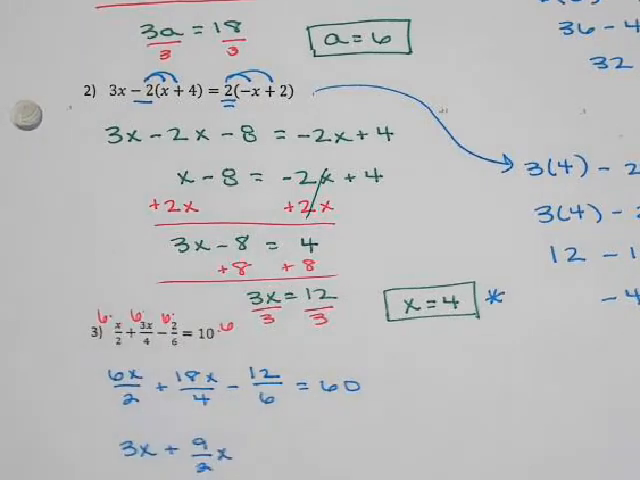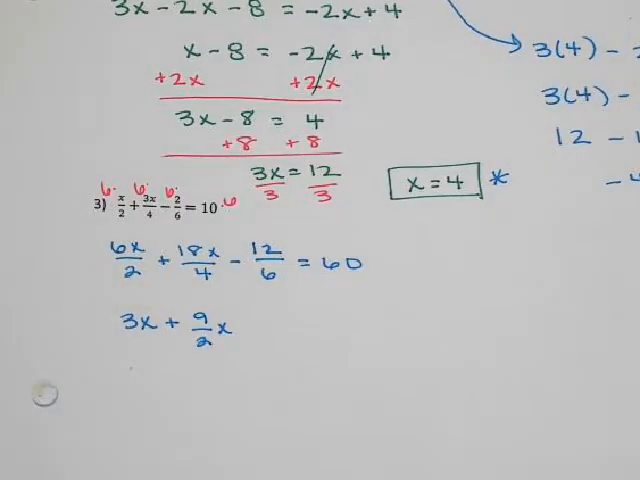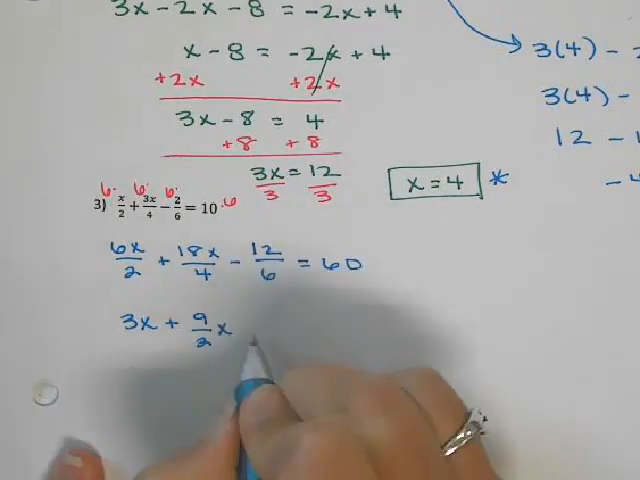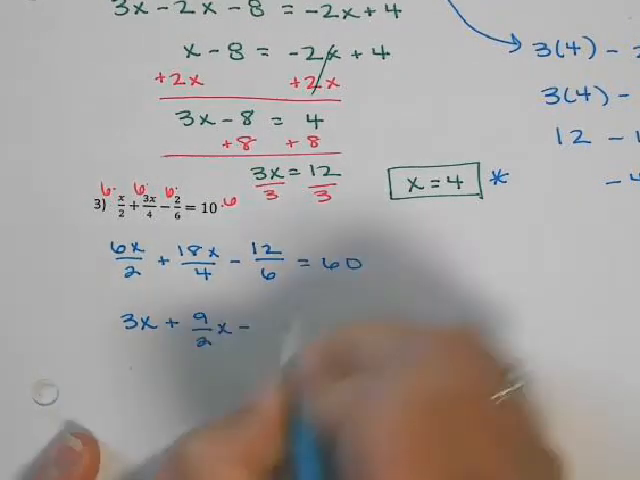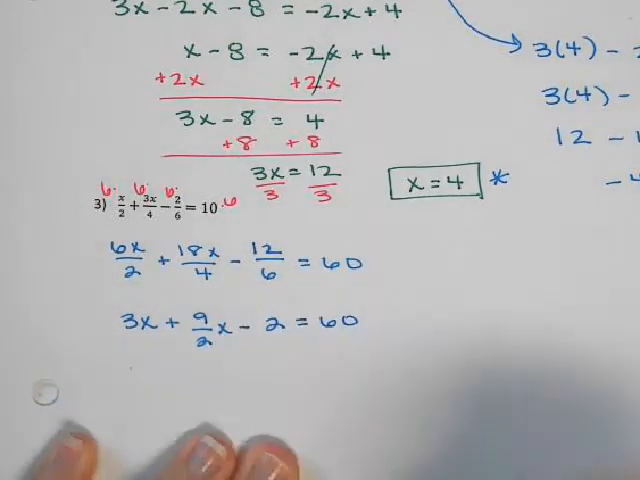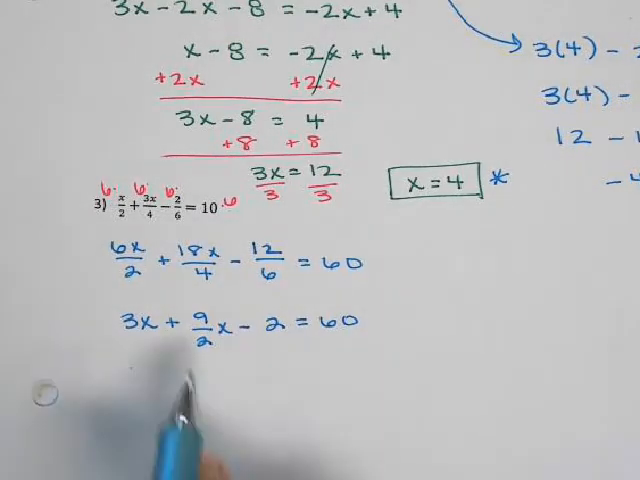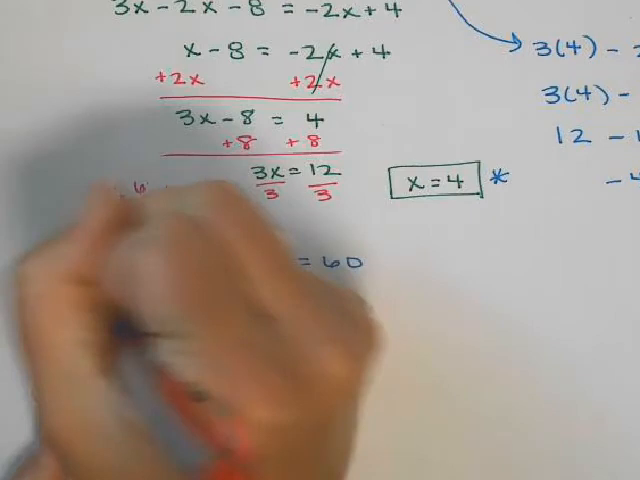It does not matter. If that x is on the top of a fraction, it's the same thing as if it was next to the fraction. That does not matter. So if you like to think about it as a coefficient like that, that's totally fine too. Minus 12 over 6 is 2 equals 60. And I almost have it done. The only fraction I still have is that 9 over 2. So what could I multiply by to get rid of that fraction? So now I go through and I multiply everything by 2.